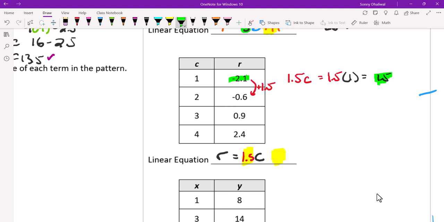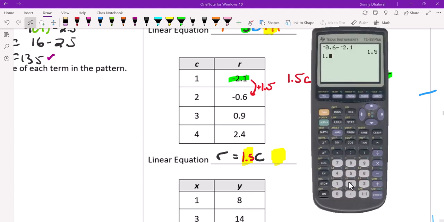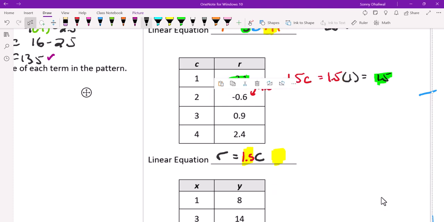We want to go from here to here. We want to find the difference between these two numbers. So you go 1.5 minus negative 2.1, 3.6. That's the difference between these two numbers, right? So minus 3.6 gives us our negative 2.1. So our formula is minus 3.6. Right? Minus 3.6.